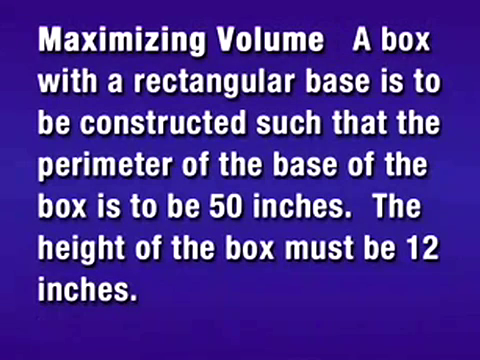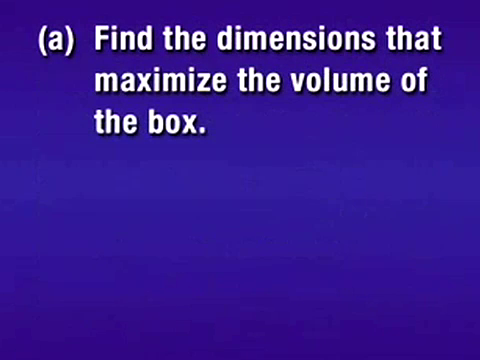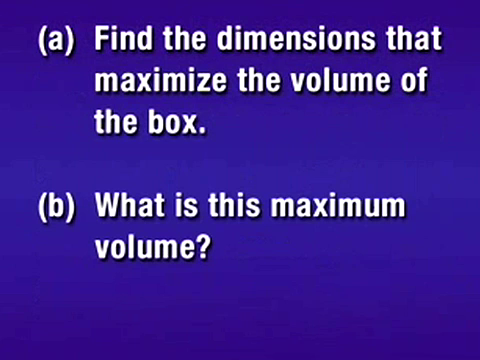A box with a rectangular base is to be constructed such that the perimeter of the base of the box is to be 50 inches. The height of the box must be 12 inches. Part A. Find the dimensions that maximize the volume of the box. Part B. What is the maximum volume?